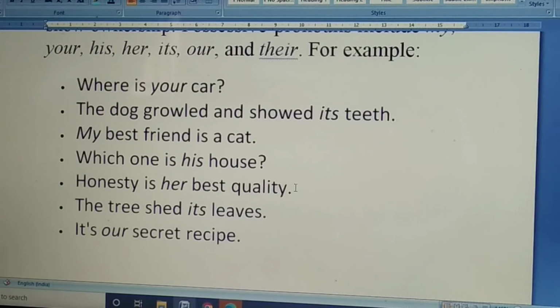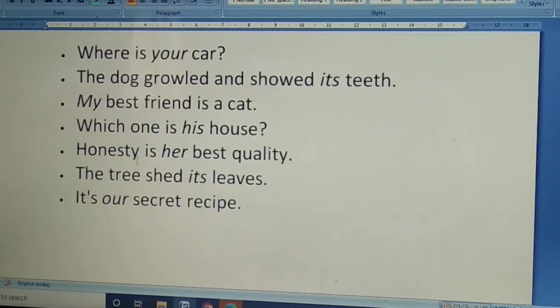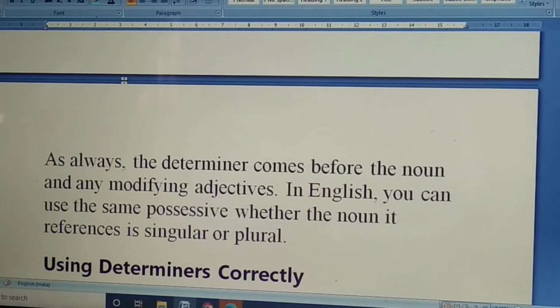The dog growled and showed its teeth. Its teeth. Who is showing its teeth? The dog. My best friend is a cat. Which one is his house? I am talking only about his house. Honesty is her best quality. The tree shed its leaves. I am talking about the tree that shed its leaves. It's our secret recipe. That means it belongs to us.